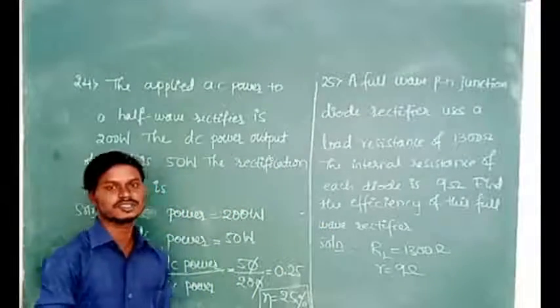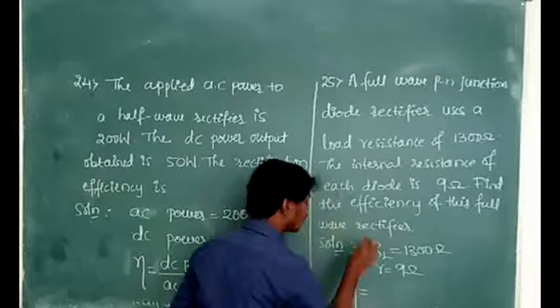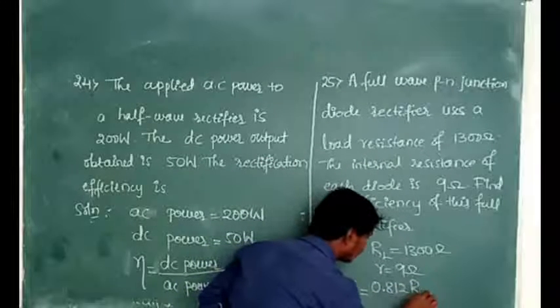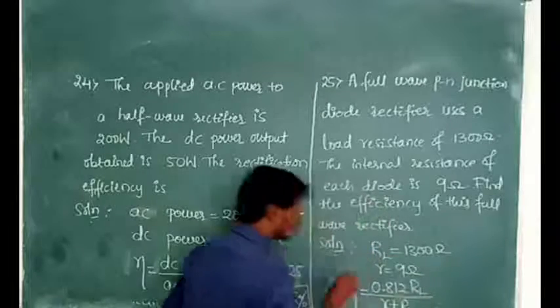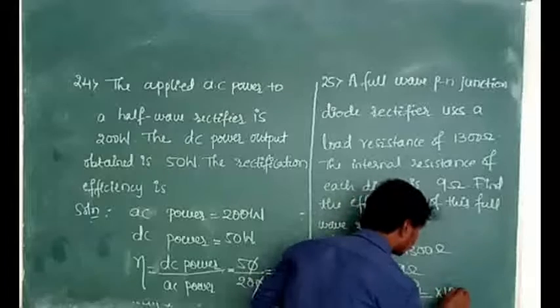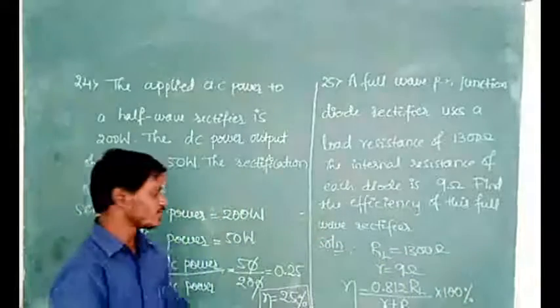Already I said which formula to use here. That is eta is equal to, for the full wave rectifier, 0.812 into RL divided by small r plus RL. Use this formula, and you will get the efficiency. In terms of percentage, you have to multiply by 100%, and you will get the answer. I hope we will solve this one.